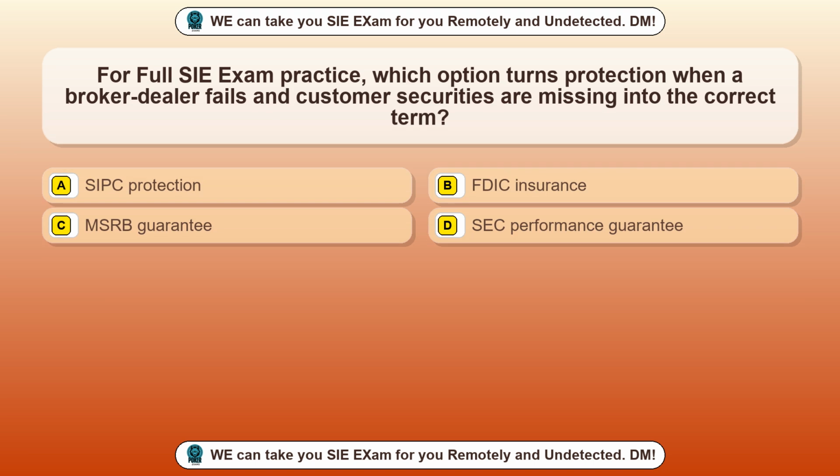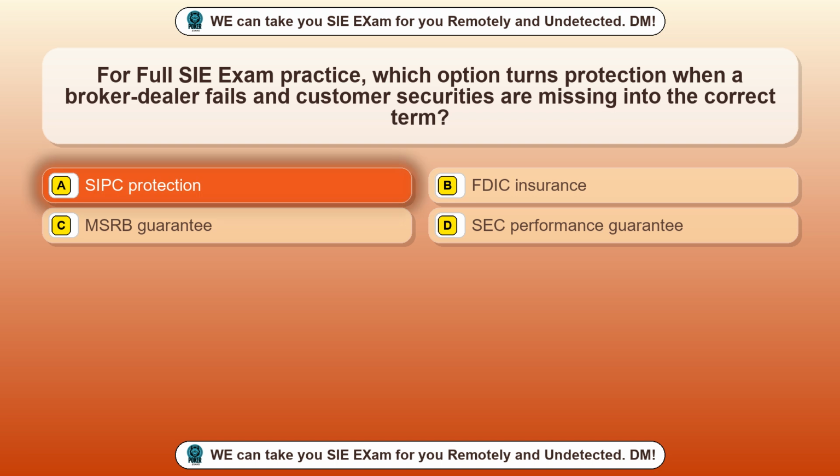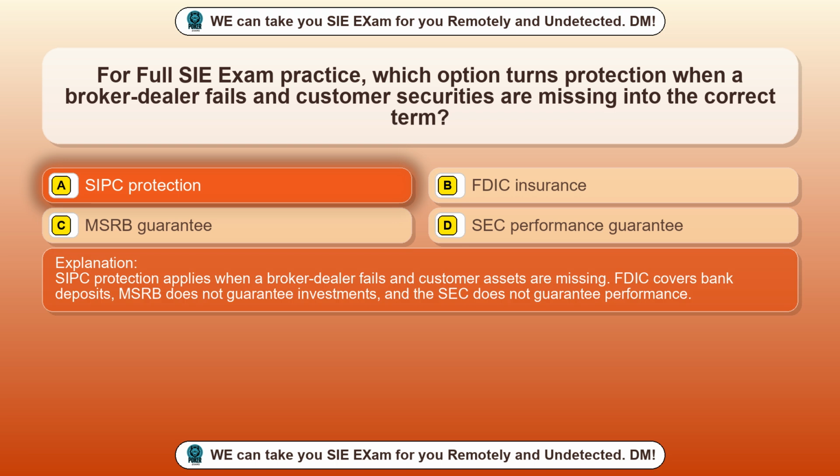Question 18. For full SIE exam practice, which option turns protection when a broker-dealer fails and customer securities are missing into the correct term? Option A, SIPC protection. Option B, FDIC insurance. Option C, MSRB guarantee. Option D, SEC performance guarantee. The correct answer is option A, SIPC protection. SIPC protection applies when a broker-dealer fails and customer assets are missing. FDIC covers bank deposits, MSRB does not guarantee investments, and the SEC does not guarantee performance.